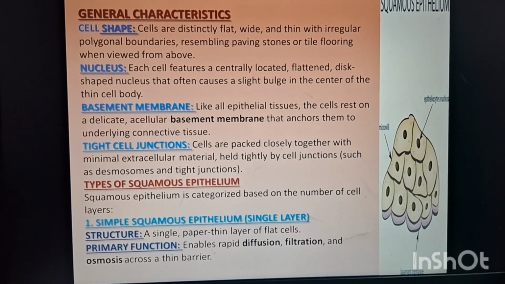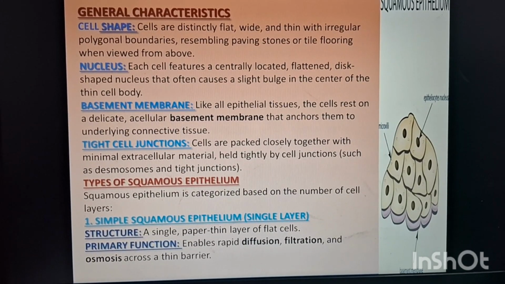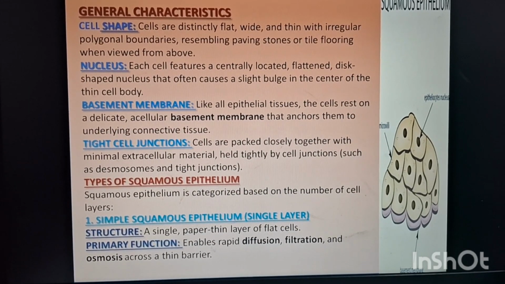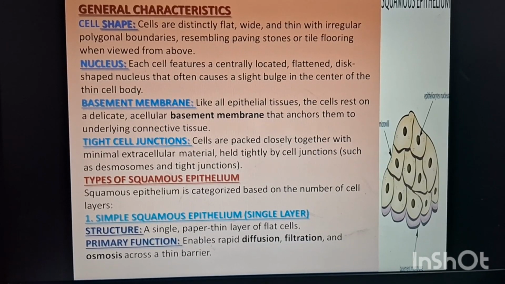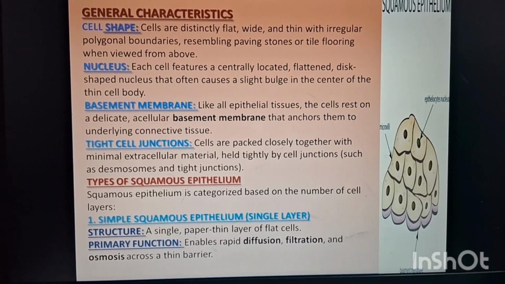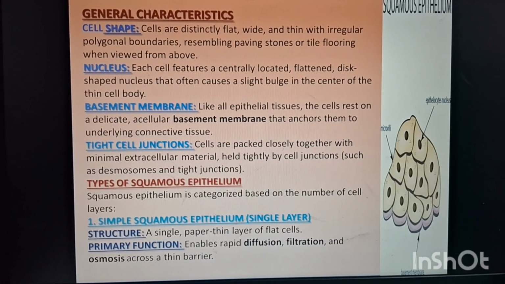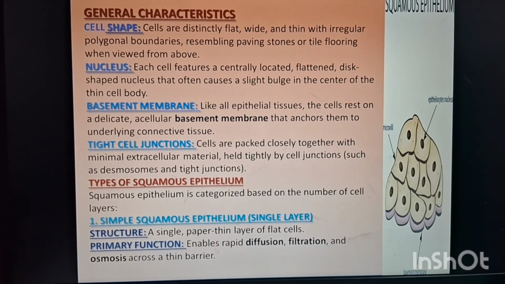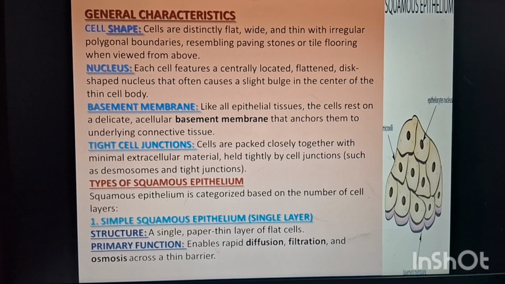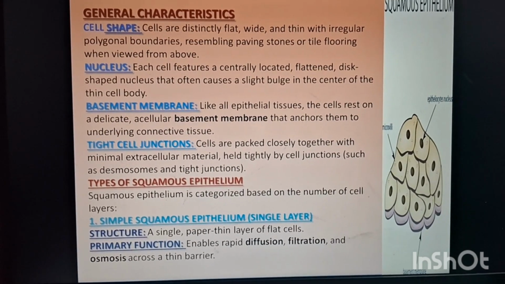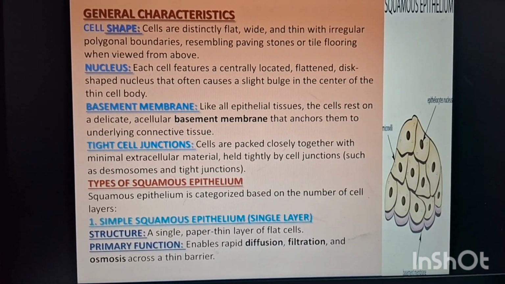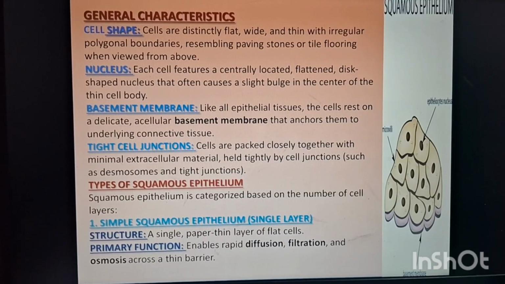Next, basement membrane. Like all epithelial tissue, the cells rest on a delicate acellular basement membrane that anchors them to the underlying connective tissue. Next, tight junctions. Cells are packed closely together with minimal extracellular material that is held tightly by cell junctions such as desmosome and the tight junction. Next, types of the squamous epithelium.